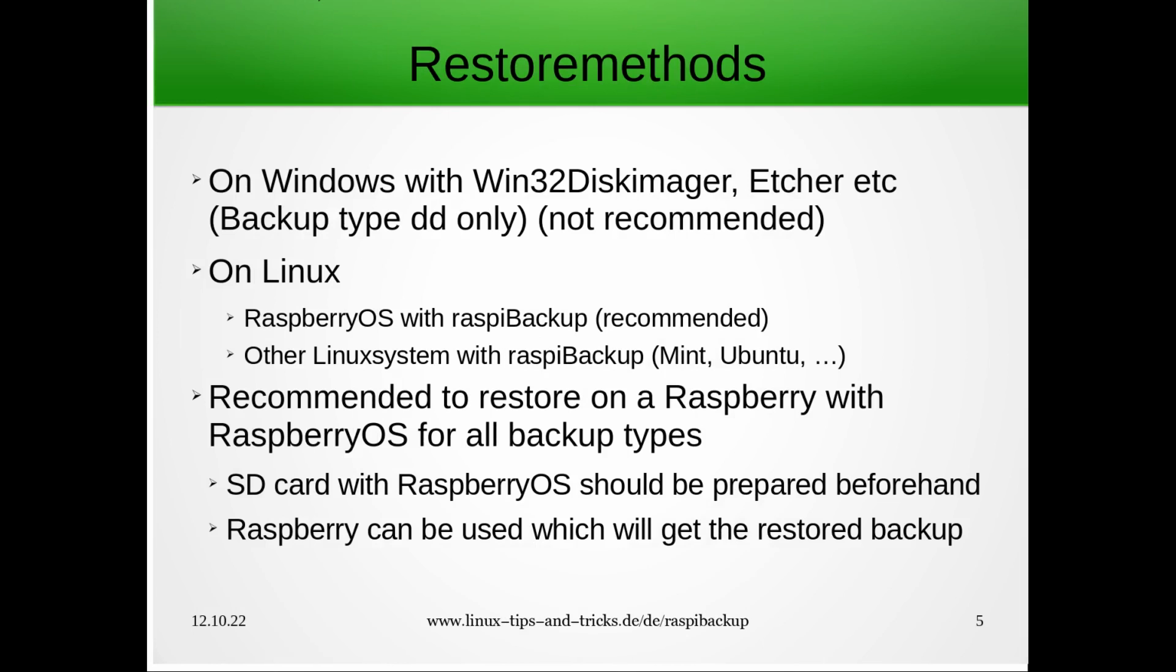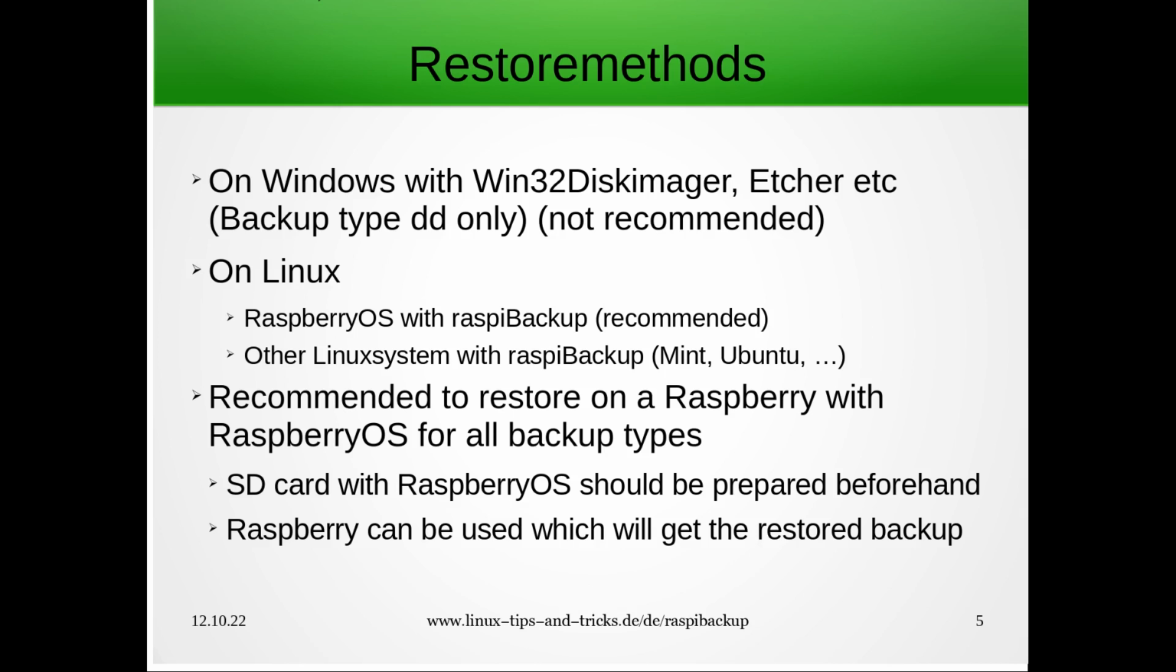Which restore methods are available? On Windows you can use Win32 Disk Imager, Etcher, or I think there's another tool called Rufus or something like this. I frankly don't know much about Windows, but keep in mind you can only restore a DD backup on Windows. All the other backup types, if you want to restore them, you have to use a Linux system.